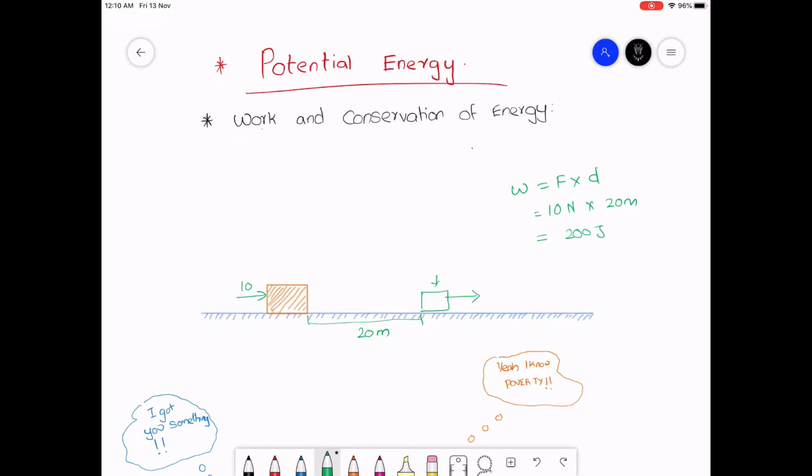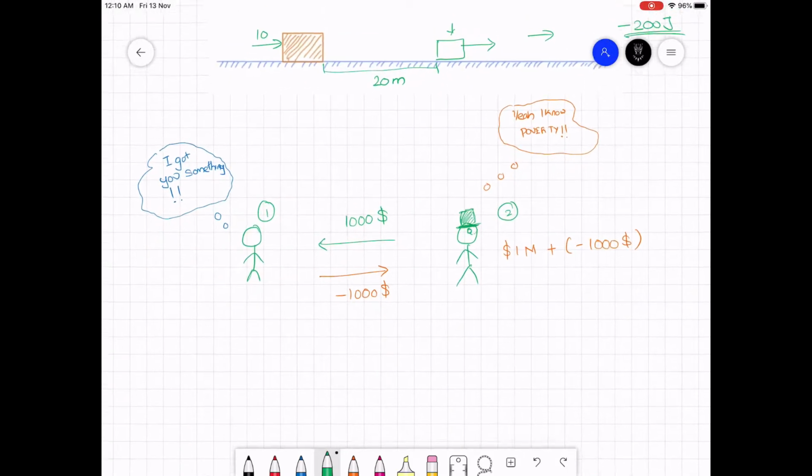That means the object's energy increased. It became kinetic energy, as this object right now moves with that much energy to the right for eternity. But your energy, if you pushed it, decreased by 200 joules. That's the amount of energy that you transferred to that object. Okay, let's think about something else for now.